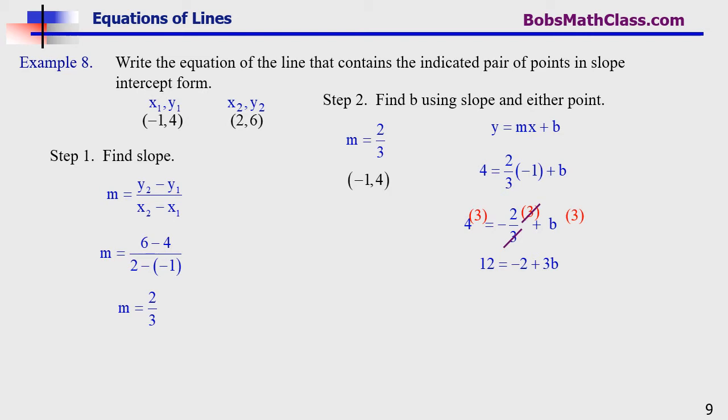Now continue solving for b. Add 2 to both sides. That gives us 14 equals 3b. Divide by 3 on both sides. There we go, b equals 14 over 3. So our answer is y equals 2/3 x plus 14 over 3.